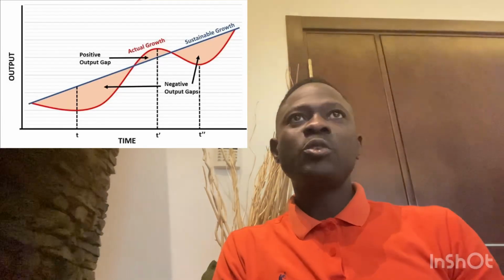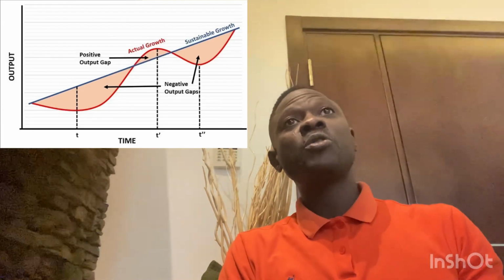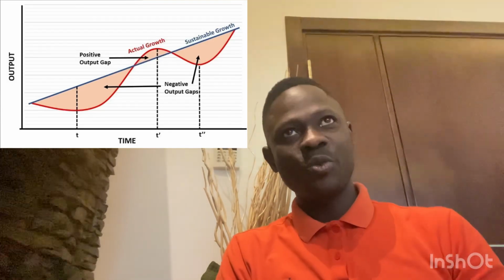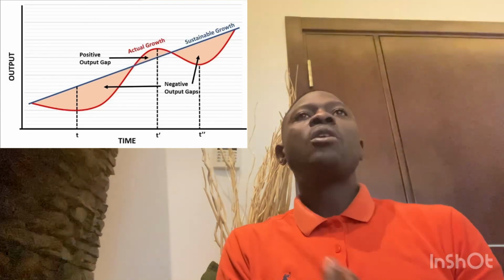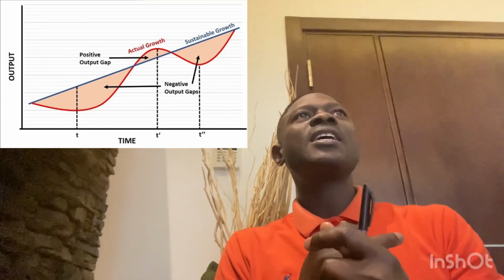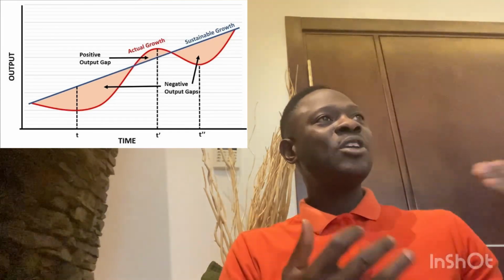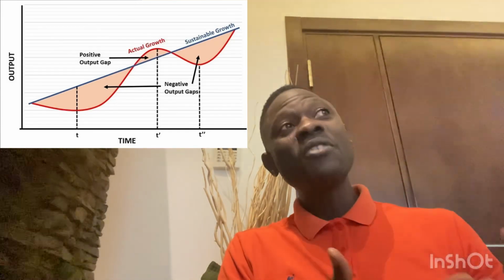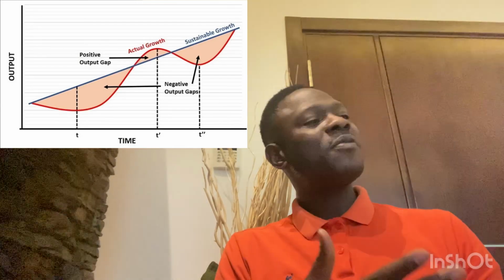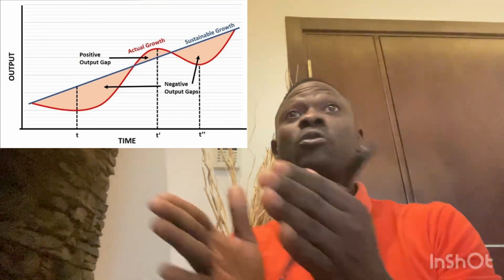When we talk about negative output gap, it simply means that the actual output exceeds the potential output. That's a negative output gap, okay? So if this happens, the impacts are this. One, it means there are unemployed resources within the economy. And if there are unemployed resources, it reduces the level of income within the economy. If the level of income is reducing within the economy, aggregate demand is expected to fall.